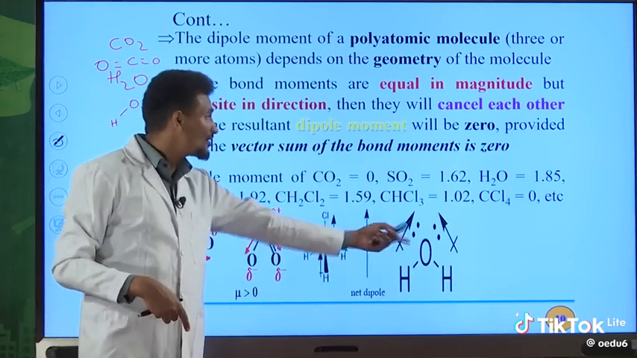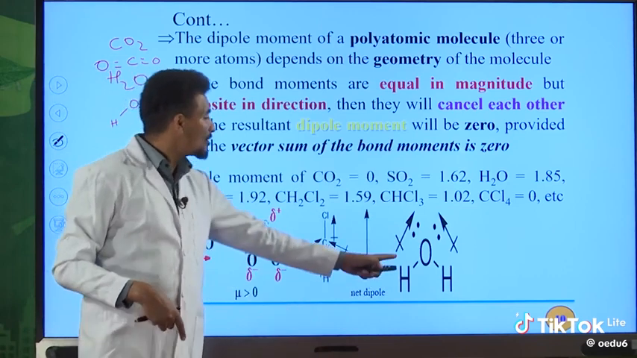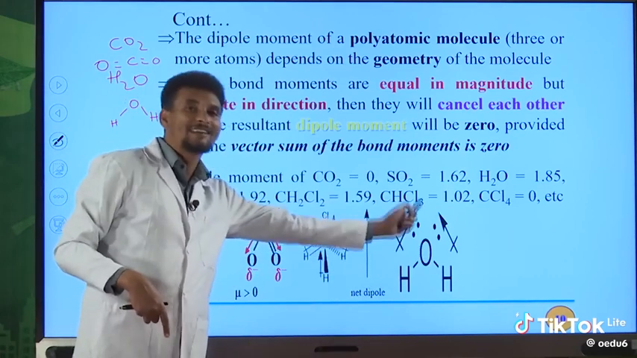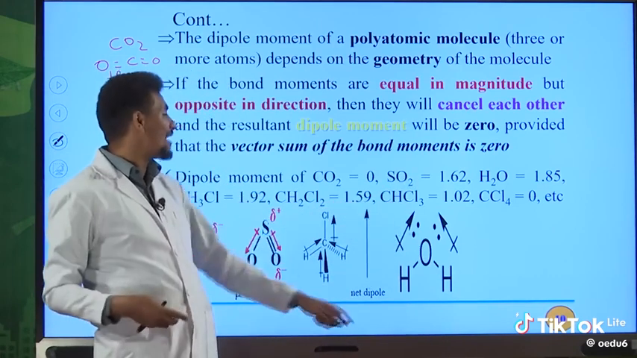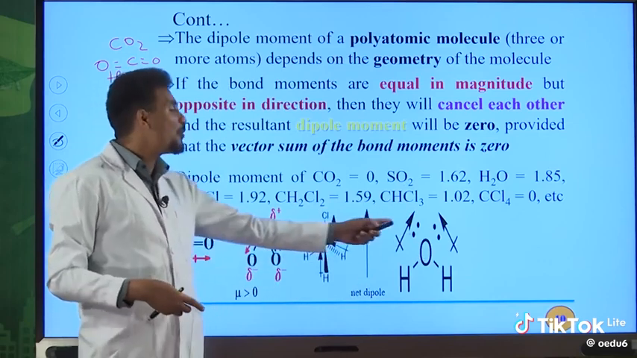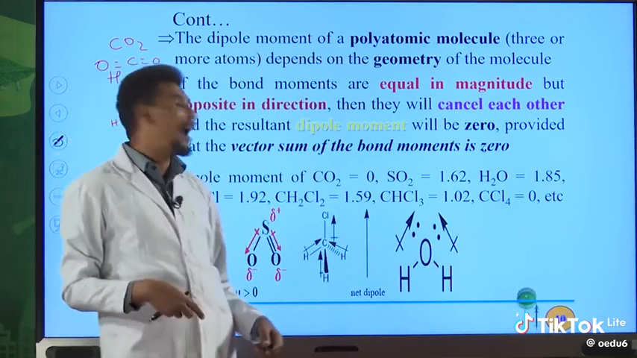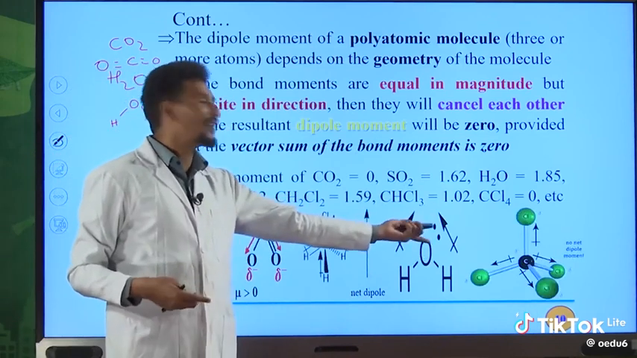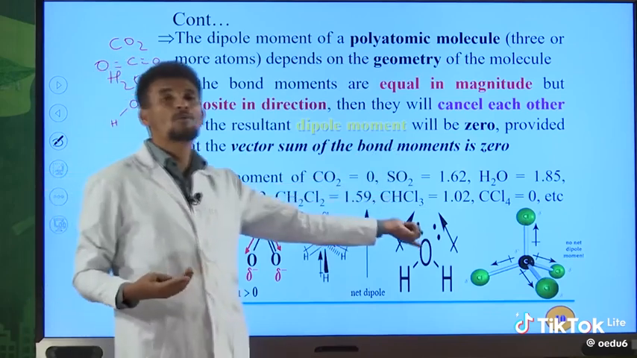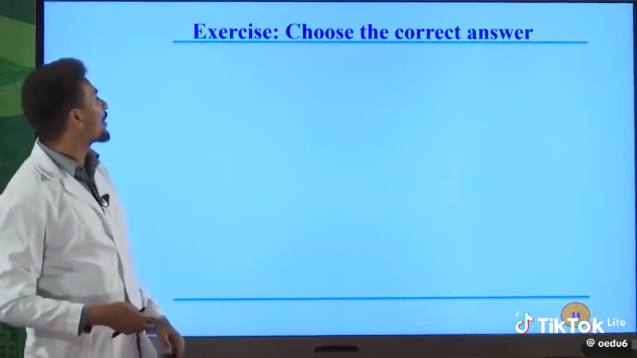Water, this dipole moment is 1.85, so the vector is toward the oxygen atoms, so we add them together. After that, the net dipole moment is higher, so it is a polar molecule. This is carbon tetrachloride, no net dipole moment, so it is a non-polar molecule.